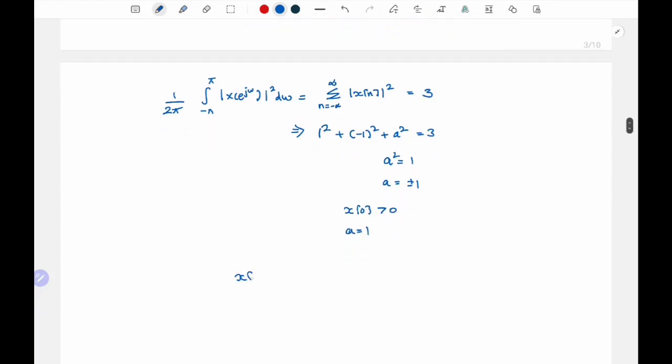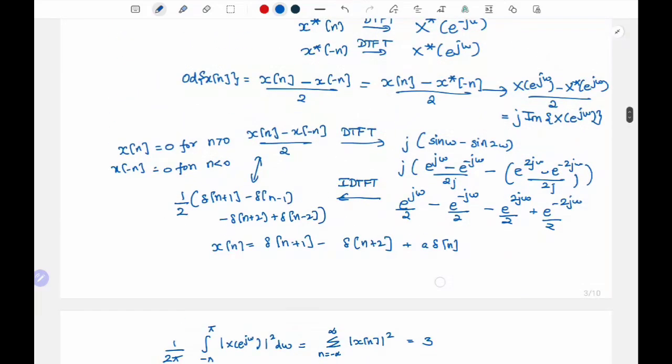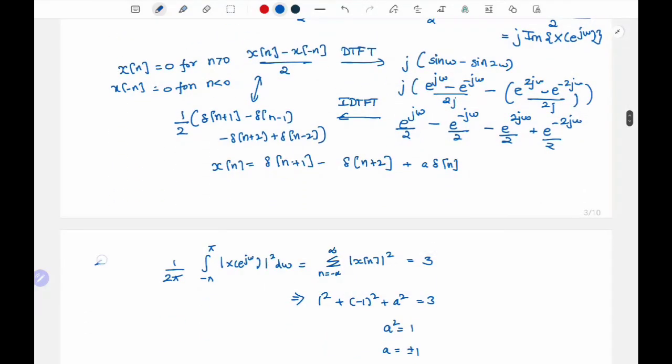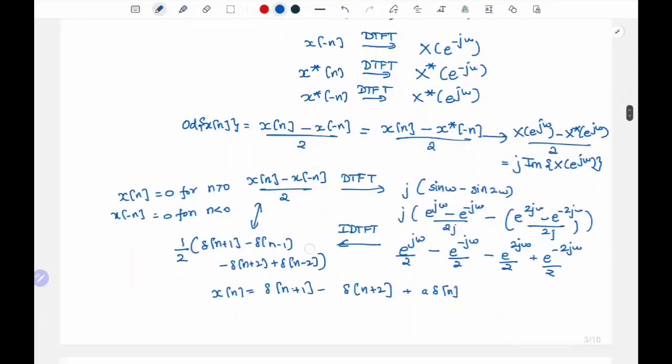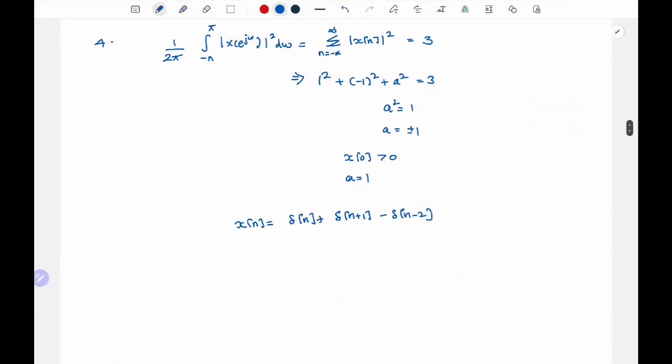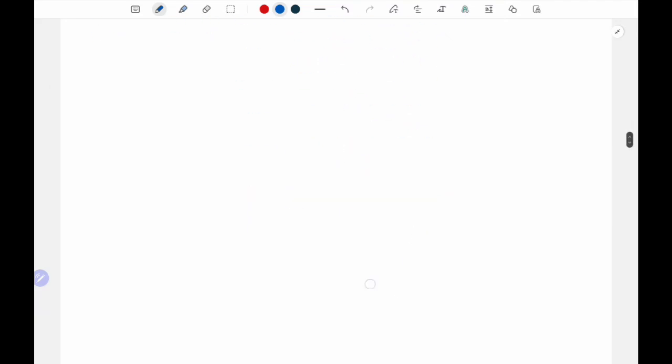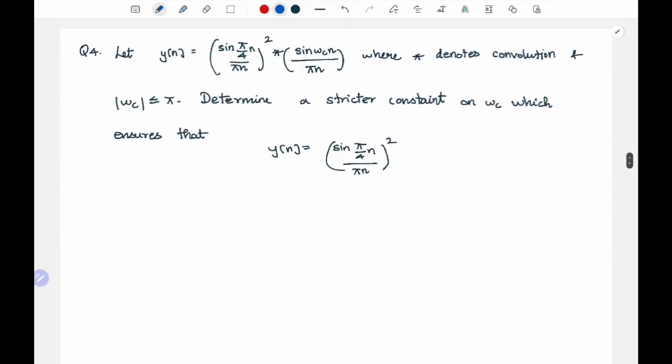So what will be x of n? It will be delta of n plus delta of n plus 1 minus delta of n minus 2. So this is your fourth condition, and we have used all our conditions to find x of n. Okay. So moving on. The fourth question.